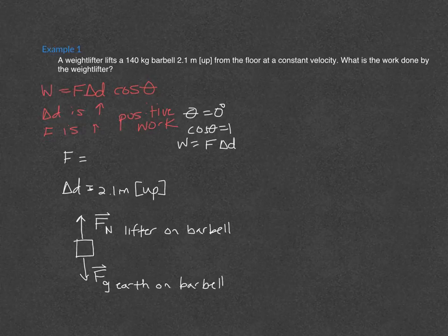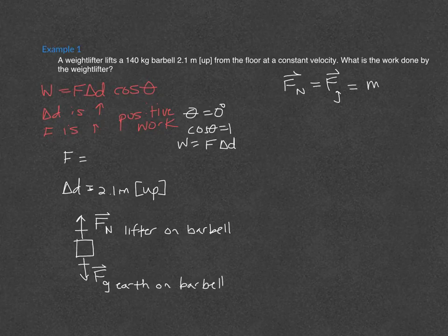So we can actually find the work of any force. We want to know the force that the weightlifter is doing, so we're going to use this force of the lifter on the barbell. We don't know what this force is, but we do know the barbell is 140 kilograms. If it's moving at constant velocity, what we'll do is assume that the force of gravity is the same as the normal force. And we did this when we did friction as well. So the normal force is equal to the force of gravity, and that's going to be equal to mg.